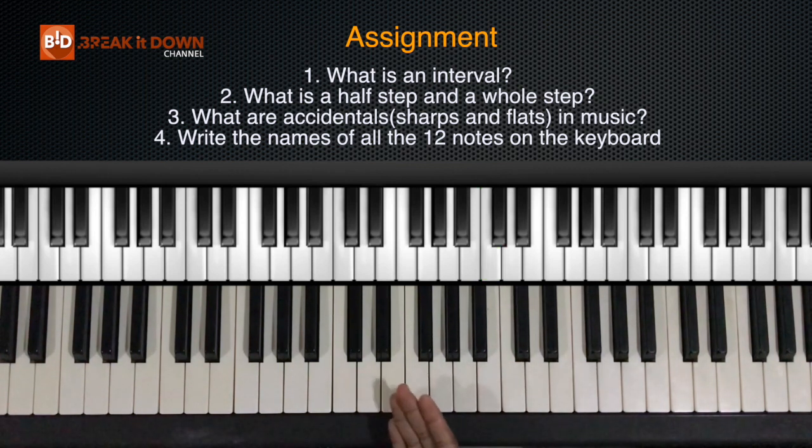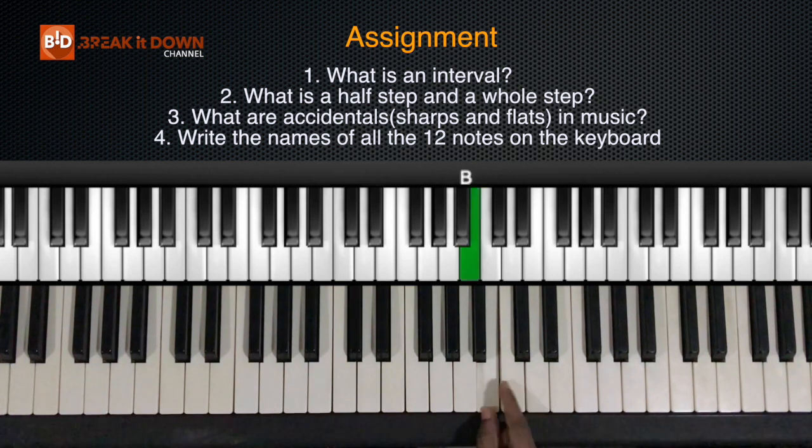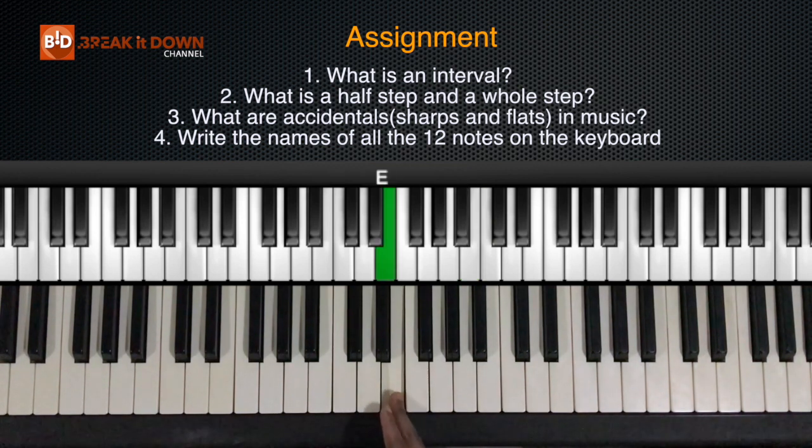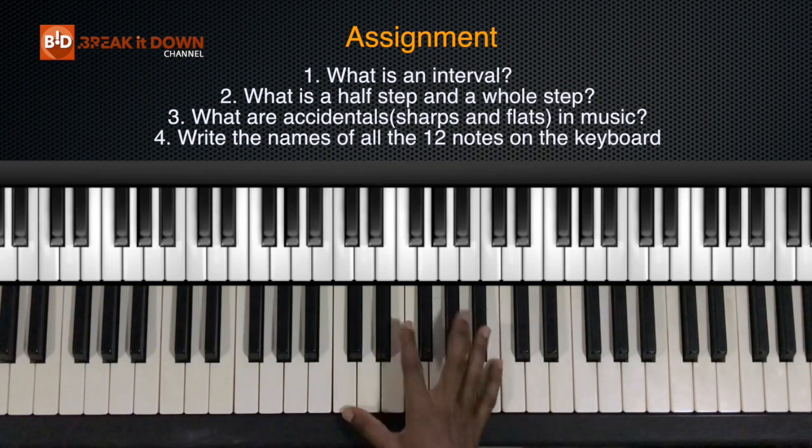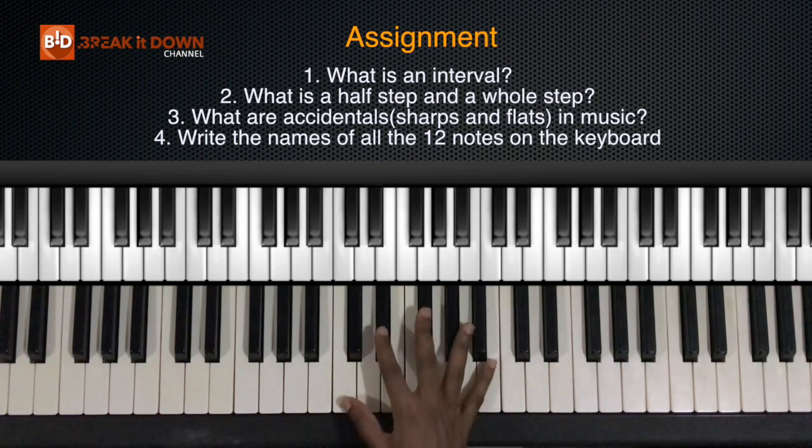Now I know you would ask the question, why don't we call a B a C flat? Yes, we could call it a C flat, but it already has a name. It's already called a B, so we don't call it a C flat. The same applies to an E. We could call an E an F flat, but we wouldn't because it already has a name, which is an E. So now we know the names of all the 12 notes on the keyboard.